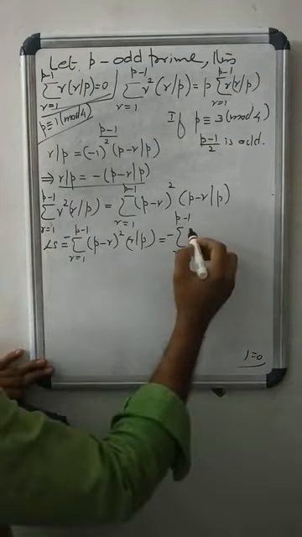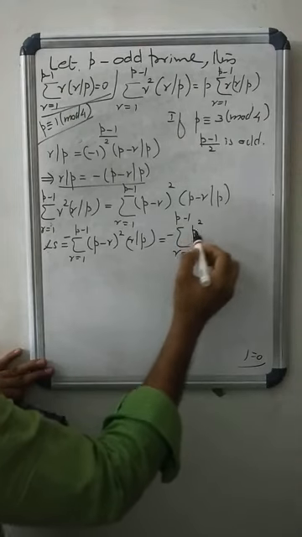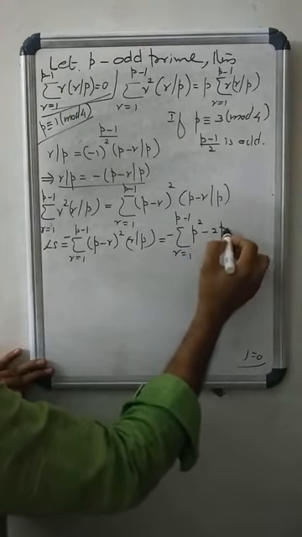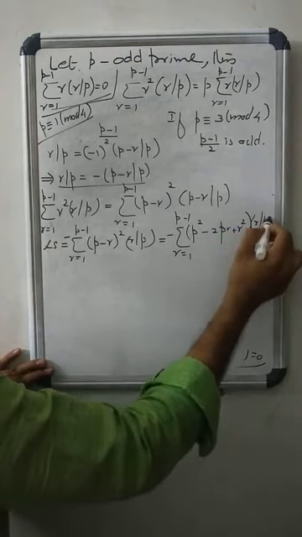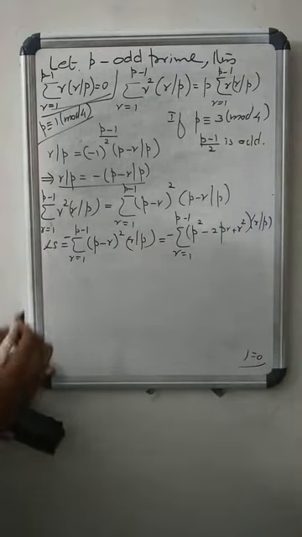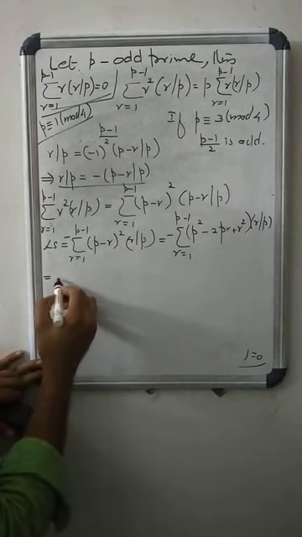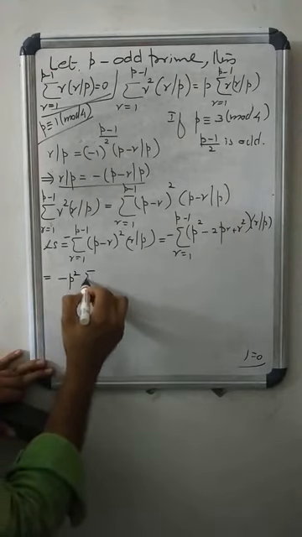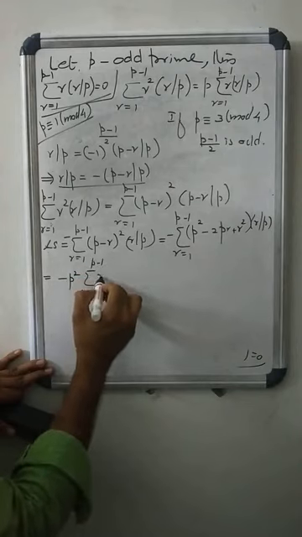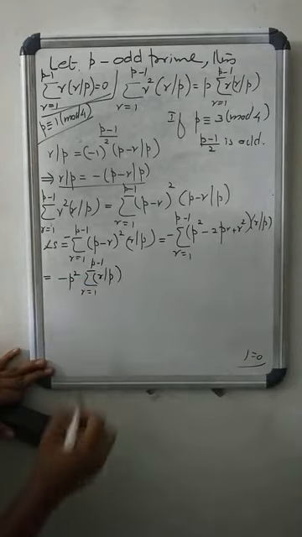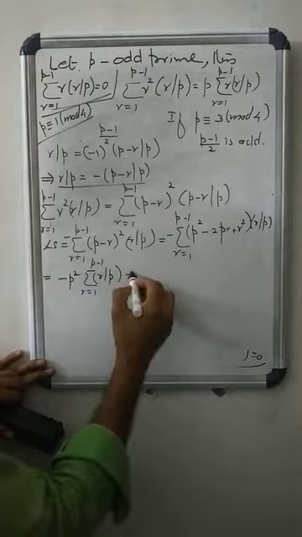That is one expansion: p square minus 2pr plus r square into r by p. So that equals minus p square into sigma over r ranges from 1 to p minus 1 of r by p, minus of minus, plus 2.